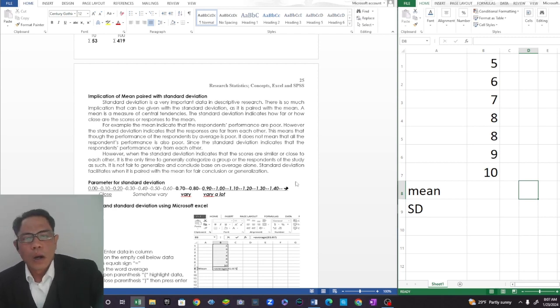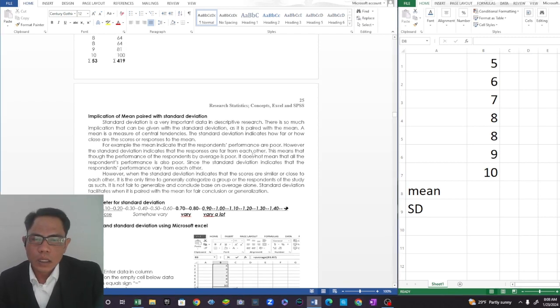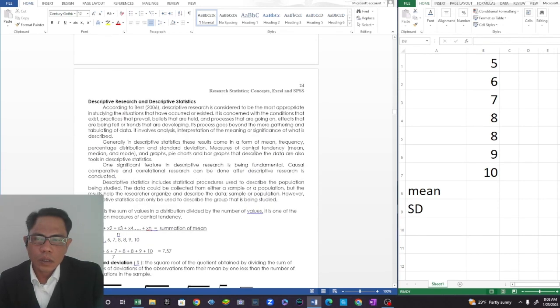Saracanlao. Our lesson for today is on descriptive research and descriptive statistics. According to that, descriptive research is considered the most appropriate in studying situations that have occurred or existed. It is concerned with the conditions that exist, practices that prevail, beliefs that are held, processes that are going on, effects that are being felt, or trends that are developing.